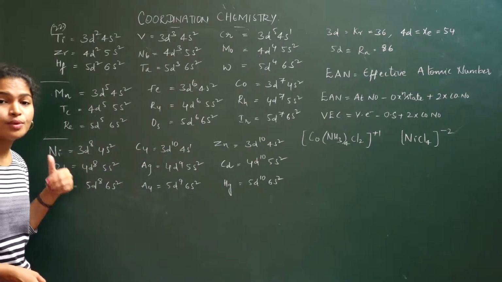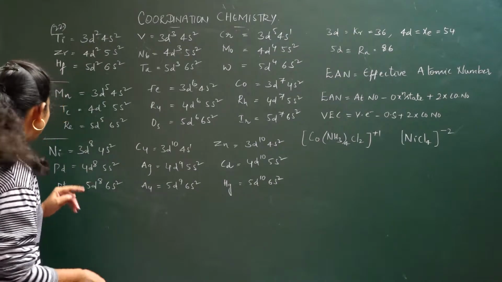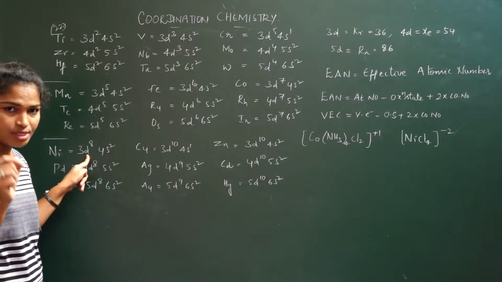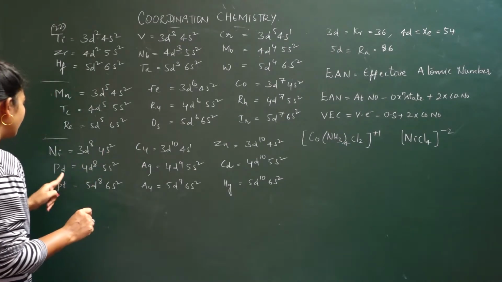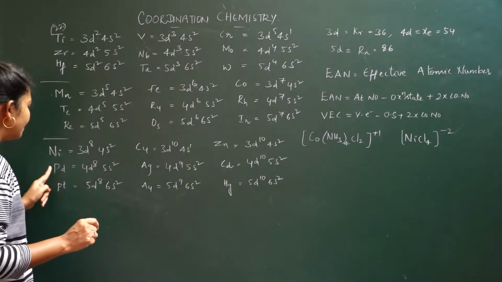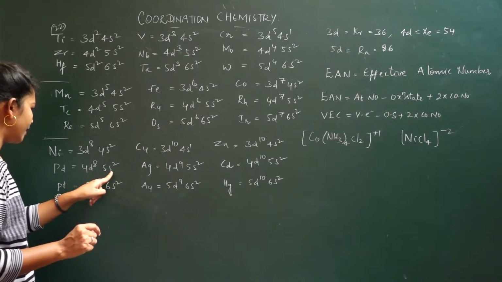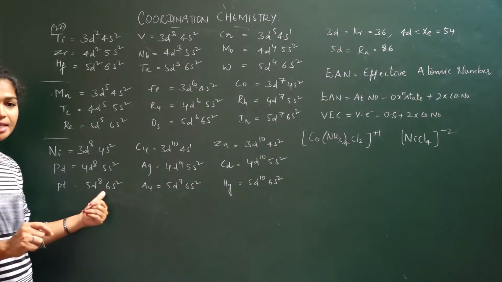Now nickel. The atomic number is 28, so in d we will have 8 electrons: 3d8 4s2. Nickel, palladium, platinum. Palladium will have 4d8 5s2. Platinum will be 5d8 6s2.